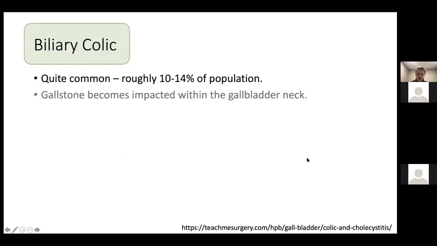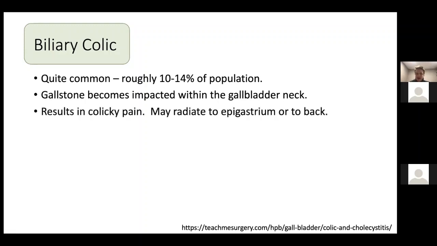Okay, so a little bit more. It's quite common, roughly 10 to 14% of the population. I can't remember whether that's have gallstones or biliary colic, but gallstones are very common in the population in the West. So in biliary colic, a gallstone is impacted in the gallbladder neck, and it causes this sort of colicky pain.